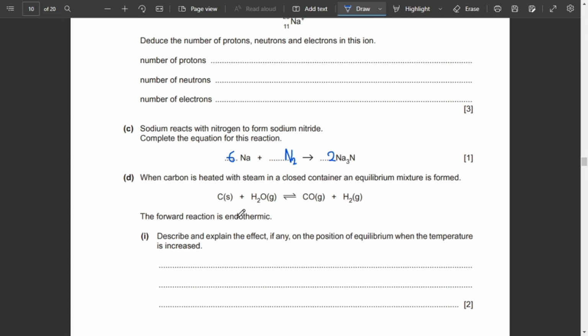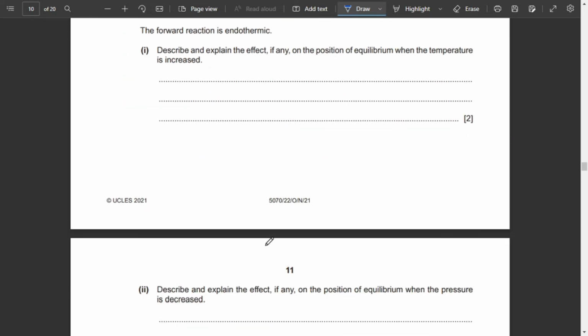And why will it be in this case? Because it's an endothermic reaction, so more heat will be absorbed, hence more product will be formed. Because this side is endothermic, the opposite side will be exothermic, which is common sense. So this is how we are going to be doing this question.